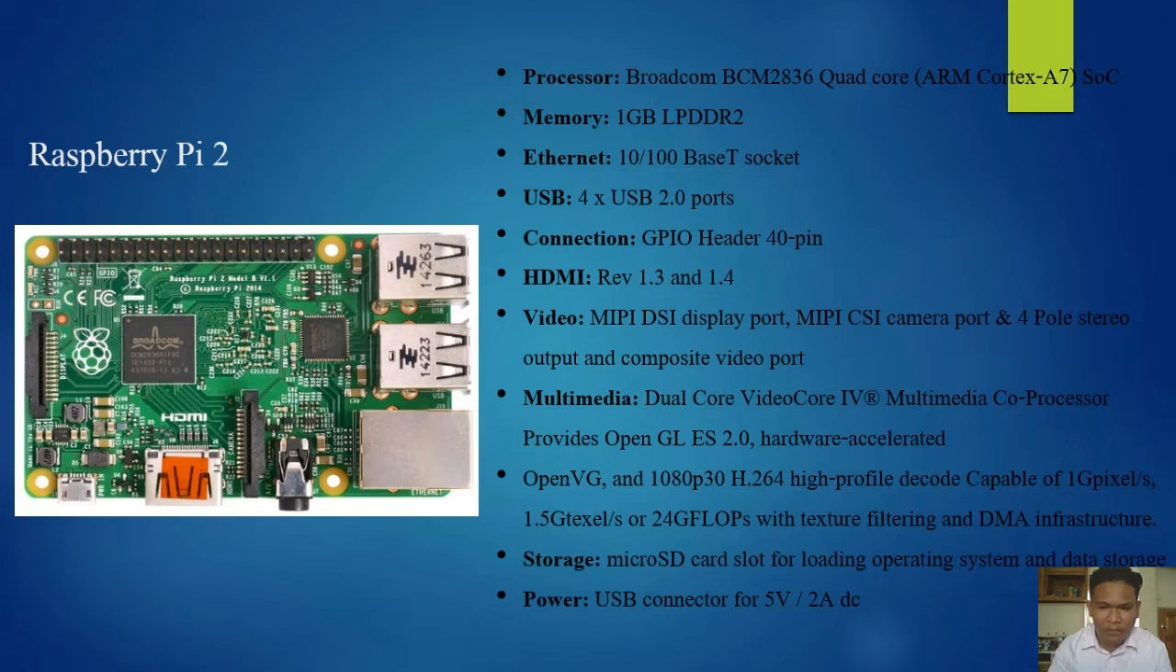multimedia coprocessor, provides OpenGL ES 2.0 hardware accelerated OpenVG and 1080p 30Hz H.264 high profile decode, capable of 1 Gpixel, 1.5 Gpixel or 24 GFLOPS with texture filtering and DMA infrastructure. Storage: micro SD card slot for loading operating system and data storage. Power: USB connectors for 5 volts or 2A DC.